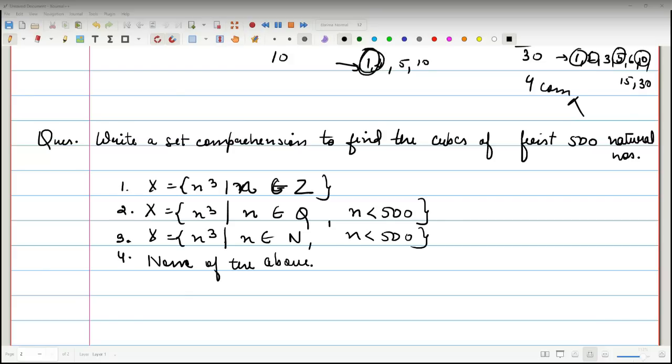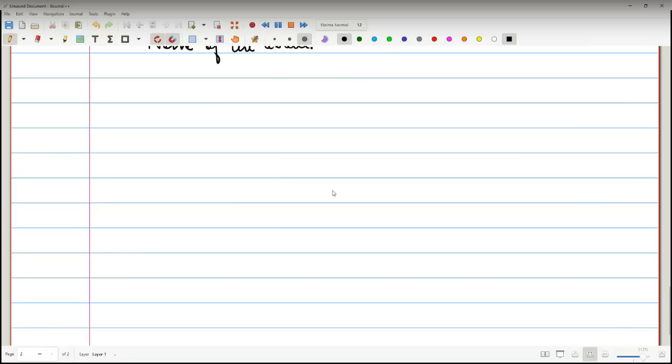Okay, any doubt till here? Should I move in? Yes. Okay, so I'll move ahead now. So next lecture: examples of set operations.